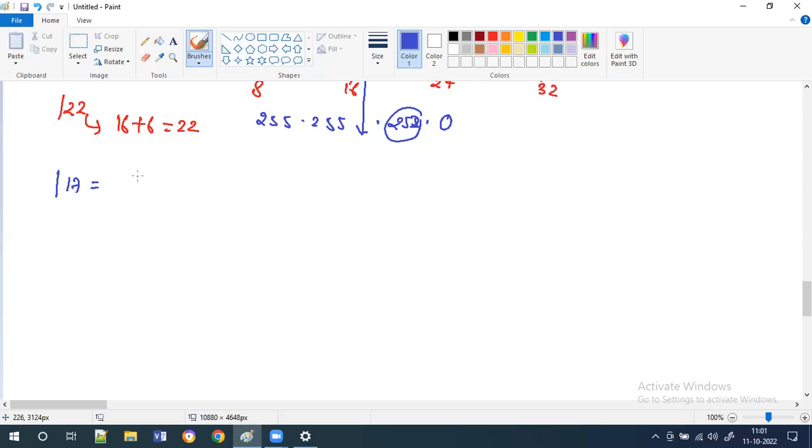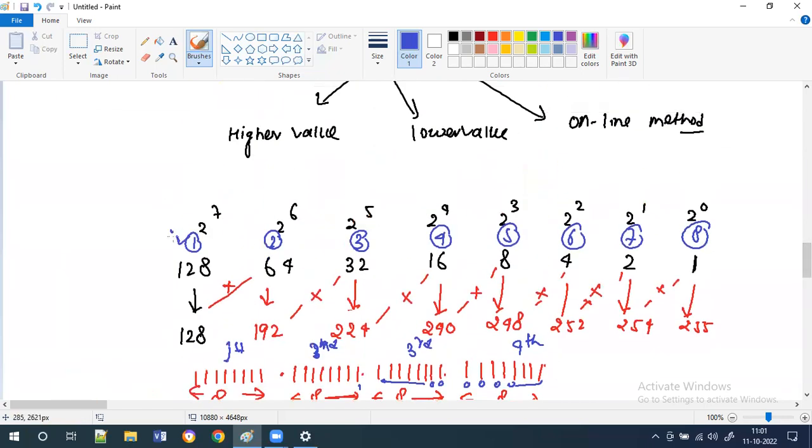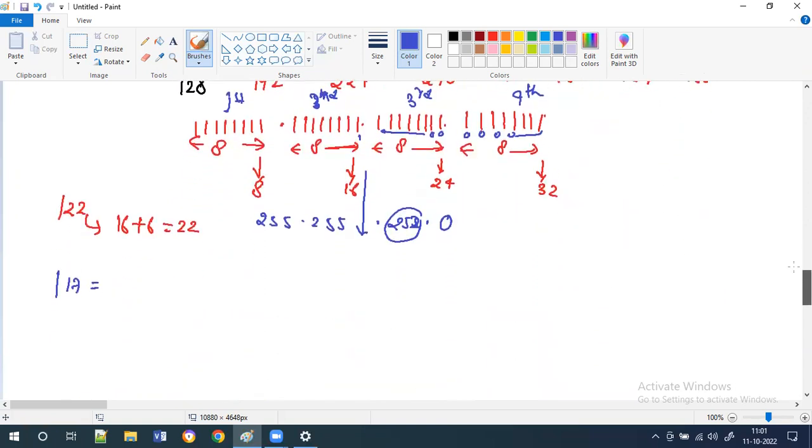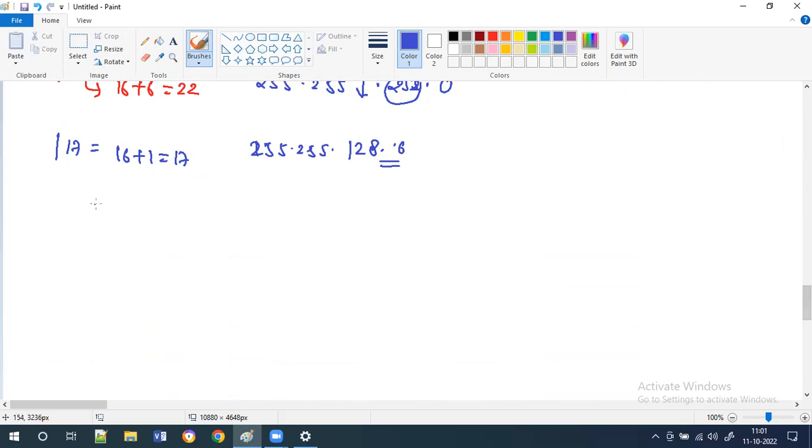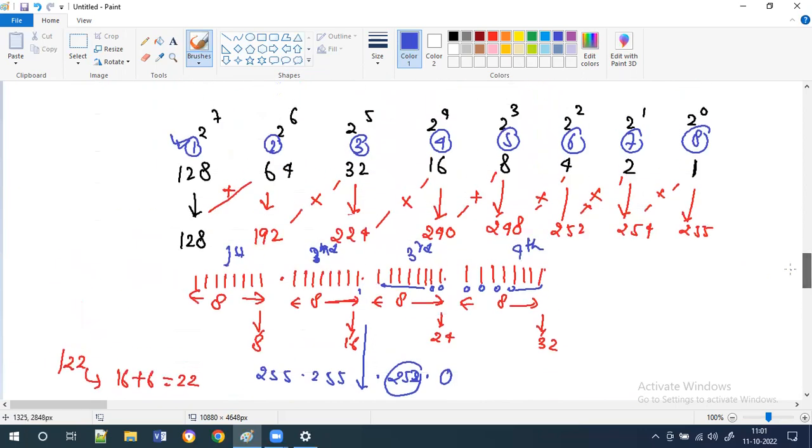Where is the table? 255 is the first one or last? First position. This is the first position, right? So 16 plus 1, 17, right? So till 16 is fixed. 255 dot 255 dot. What is that? 128 dot 0. Okay, tell me the next one. First, 128, right?